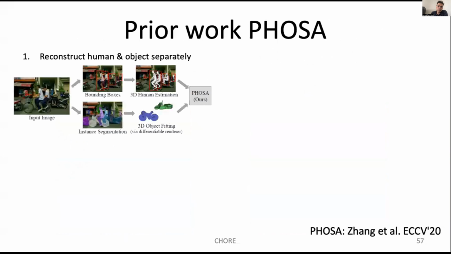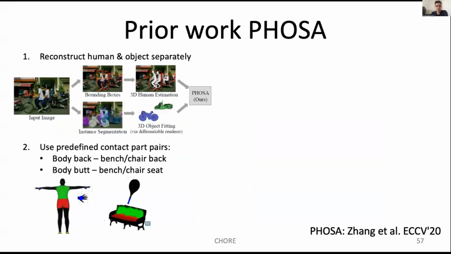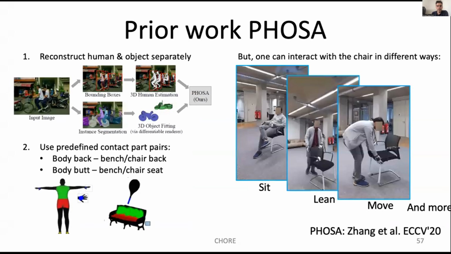Essentially, prior work like PHOSA addresses these challenges by handcrafting the rules. For example, it would say that we interact with a racket by grabbing it from the handle, or we would sit on a bench in a particular manner. Now, this resolves some problems, but you can already imagine that this introduces a lot of problems because heuristics essentially do not scale, because we can interact with the same object in many different ways.